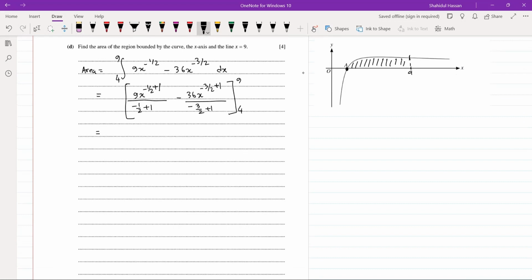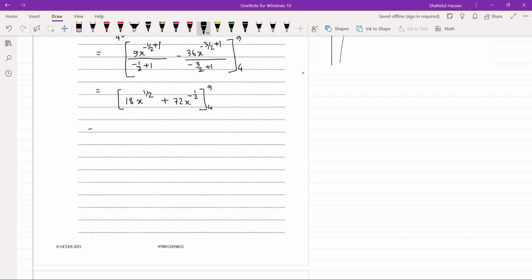1 minus half is half. 9 divided by half should be equal to 18. Minus 3 by 2 plus 1 should be minus half. 36 divided by minus half: we have a negative here, so that will be positive. 36 divided by half will be 72 x to the power minus 3 by 2 plus 1, that should be minus half. Once again, we put the bracket and the limit.